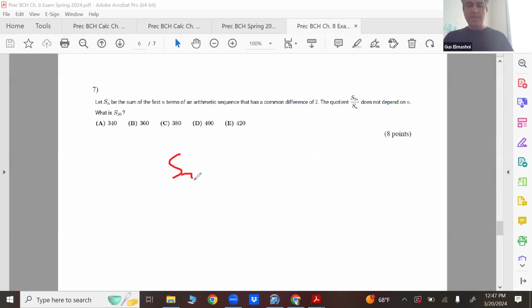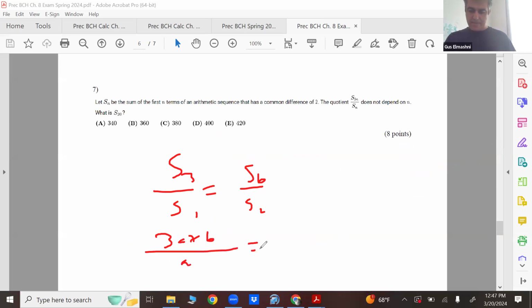So one way you could do it is you figure, well, if n doesn't matter, then something like this will always be true, right? We know this to be true. So that's 3a plus 6, by the way. That's 6a plus 30. And that's 2a plus 2.